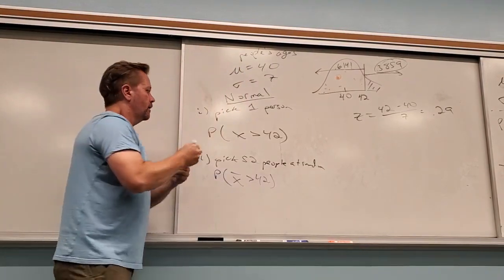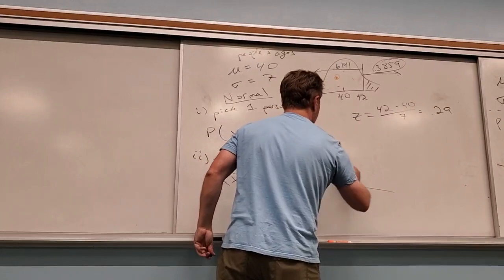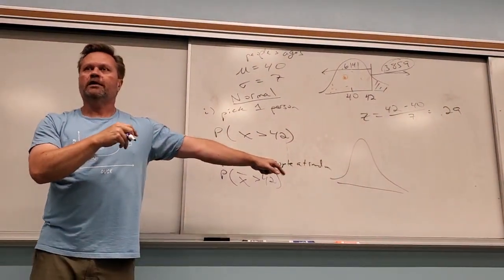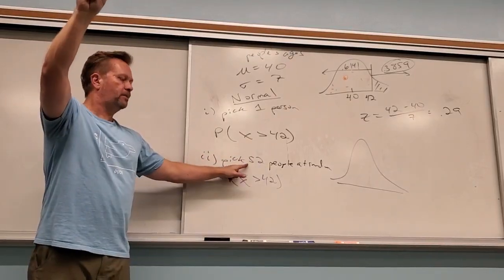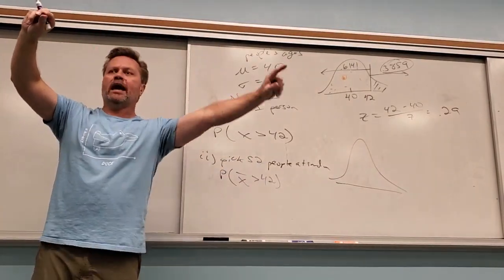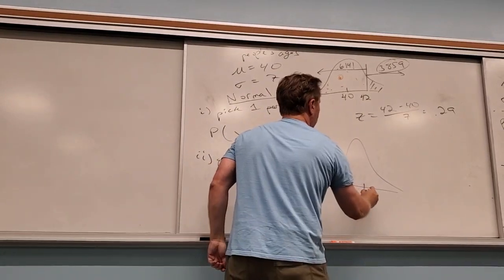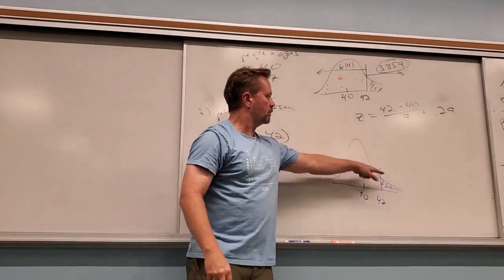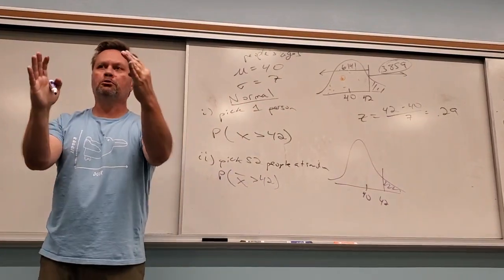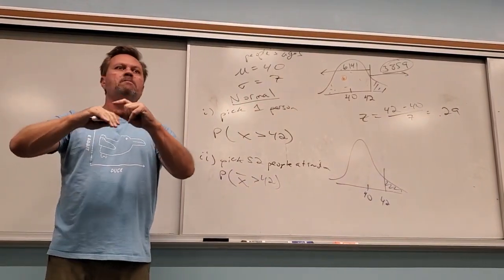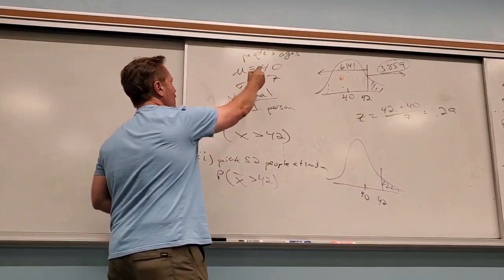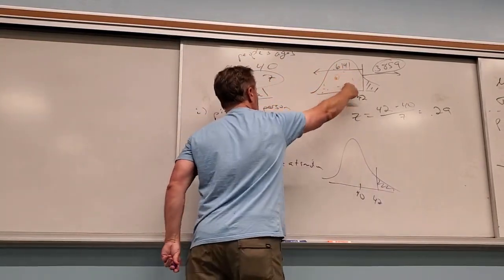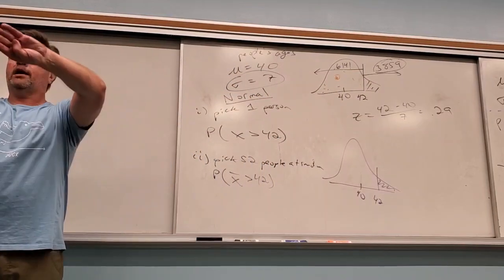So here's the idea. The picture I draw for this one is going to be all the groups of size 52. And now I'm curious, the group I pick, what's the probability that they happen to be above 42? So this picture is comprised of all the groups of size 52. So it makes complete sense that I cannot use this here, because this tells me how spread out individuals are. I need to know how spread out groups are.